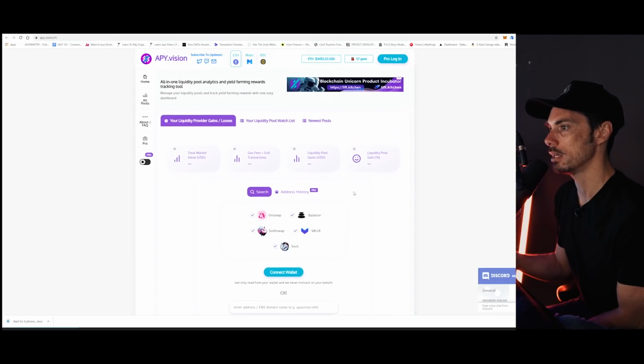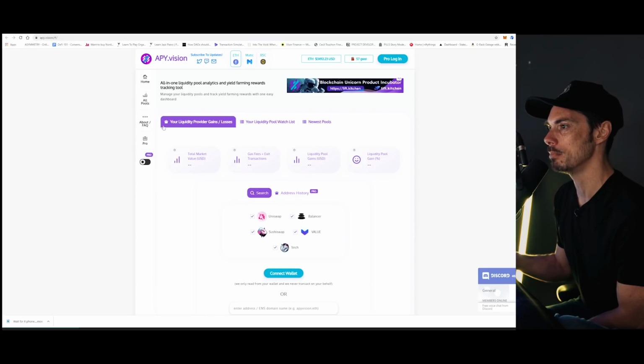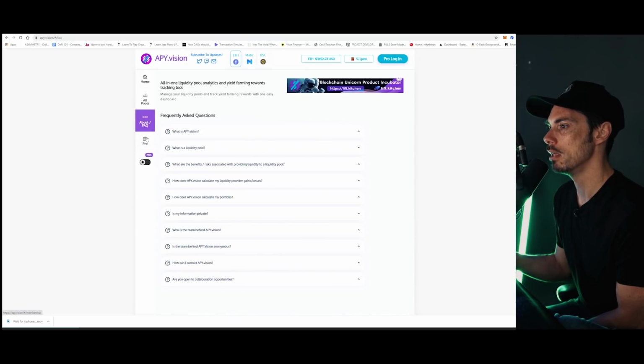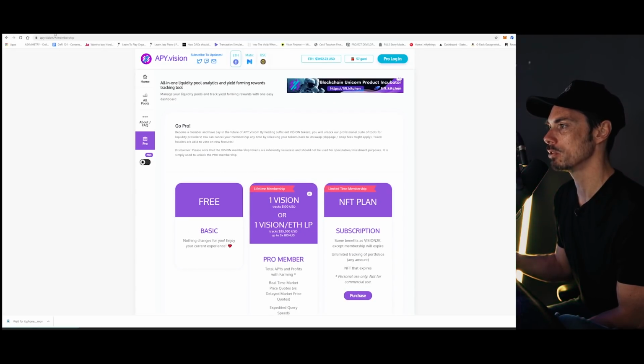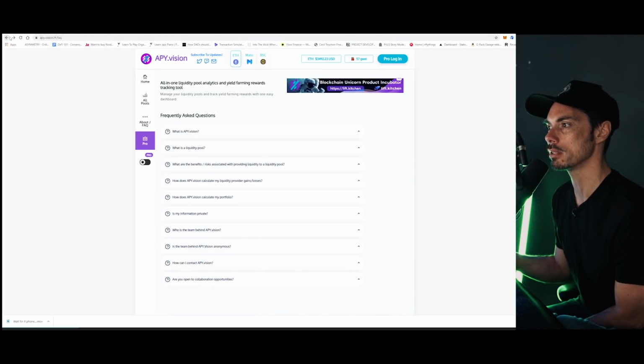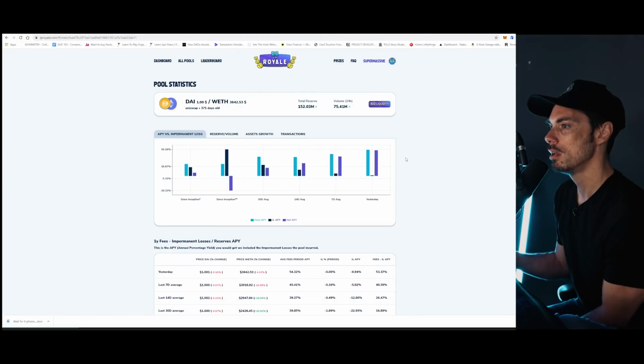I don't think at the moment they have any other chains but Ethereum in there. I could be wrong. Doesn't look like it at the moment, which is a shame because you'd want to be able to track things like Polygon, for instance, but we don't think we have it there.